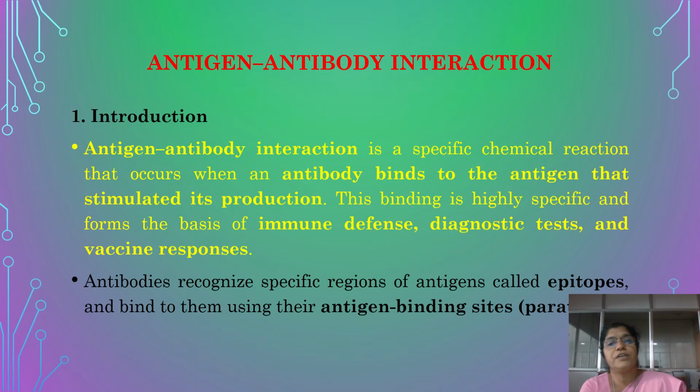Antigen-antibody interaction is a specific chemical reaction that occurs when an antibody binds the antigen that stimulated its production. This binding is highly specific and forms the basis of immune defense, diagnostic tests, and vaccine responses. Antibodies recognize specific regions of antigens called epitopes and bind to them using their antigen binding site, that is nothing else, the paratope.